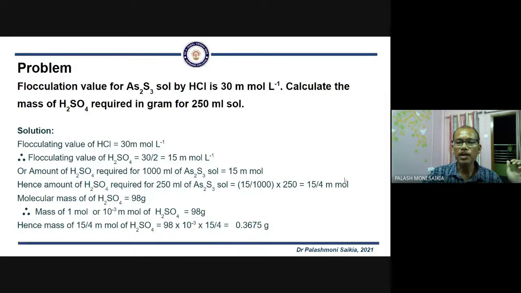Now we have to convert this millimole to gram. That we can easily do from the molecular mass of H2SO4. Molecular mass is 98. So 1 mole, or 10 to the power 3 millimole, is 98 gram. So 15 by 4 millimole is 0.3675 gram. So this much gram of H2SO4 is required.